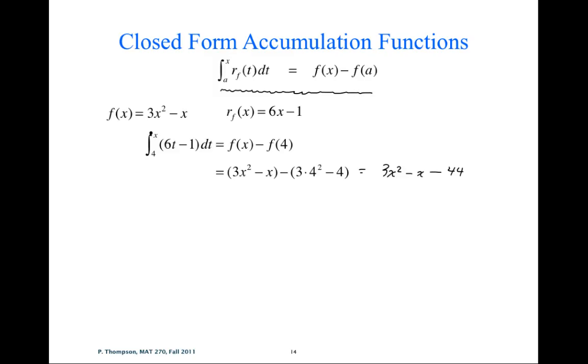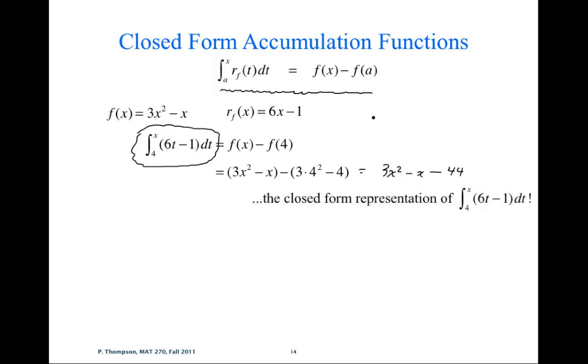So knowing that that was the rate of change also now allows us to know that we can write this open form accumulation in closed form as 3x squared minus x minus 44. So on Wednesday we will pick up, we're going to keep working with the fundamental theorem and learn more about this stuff. Okay?